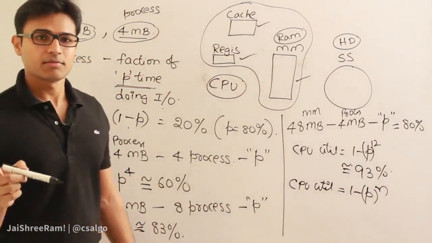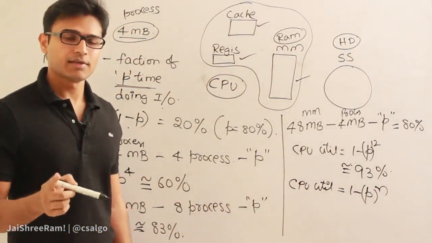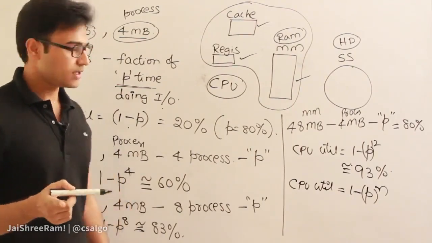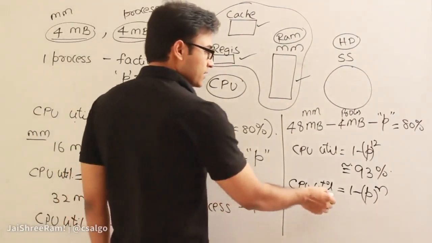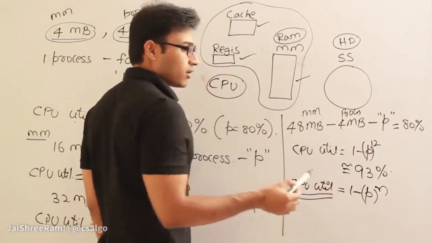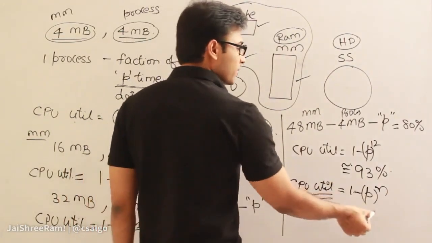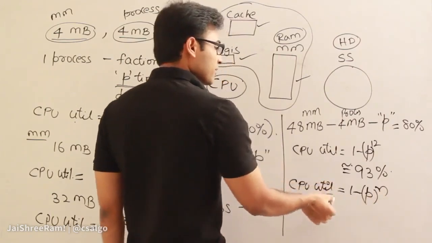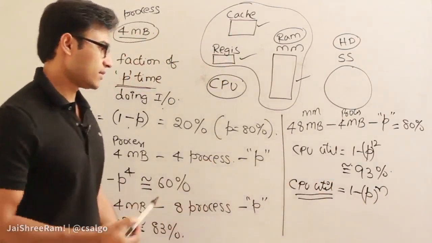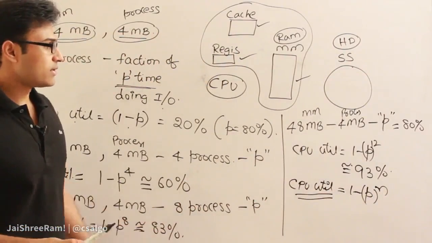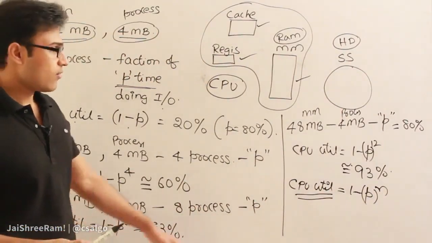The number of processes that can be present in main memory at any time is nothing but the degree of multiprogramming, isn't it? Therefore, CPU utilization is directly depending on, or somehow it is depending on, the degree of multiprogramming. If you increase the degree of multiprogramming, CPU utilization is going to increase, right? So if I want CPU utilization to be 100%, see, what is P?